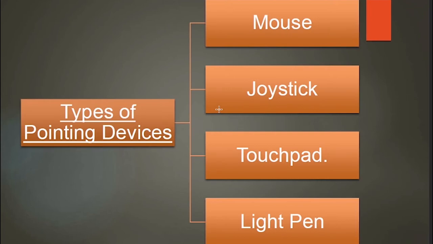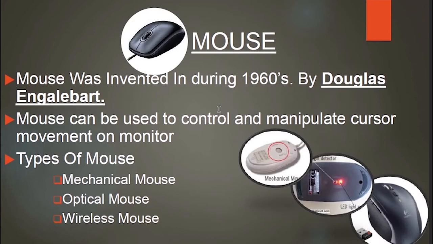Types of pointing devices: we have the mouse, the joystick, the touchpad, and the light pen. For the first one, we have the mouse. So, everyone knows what a mouse is naman, ano po? The mouse was invented during the 1960s by Douglas Engelbart. A mouse can be used to control and manipulate cursor movement on the monitor. Types of mouse: we have the mechanical mouse, optical mouse, and wireless mouse.